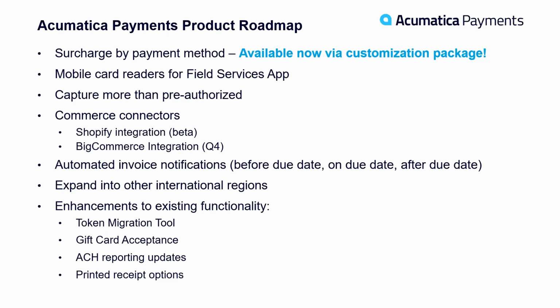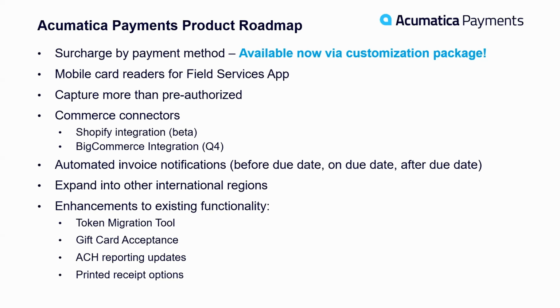Surcharge we talked a lot about. It is available now as a customization and will be available in the core beginning in 2025 R1. So if you're on 2024 R1 today, it is available as a customization, which is very easily enabled and allows you to add a surcharge onto your invoices for credit card orders. The field services app today allows you to collect a credit card.